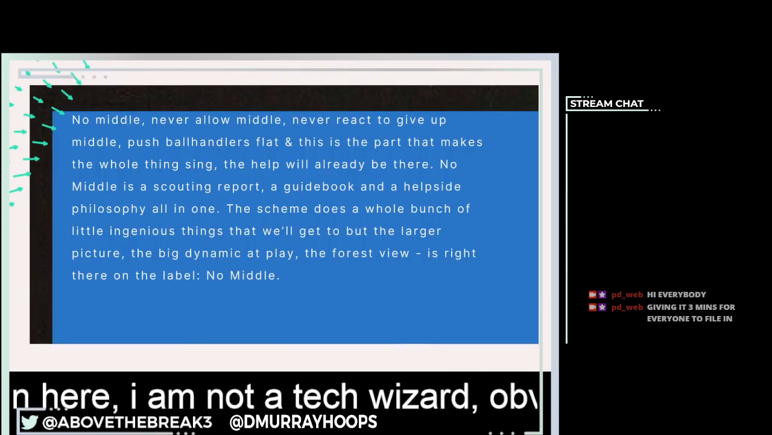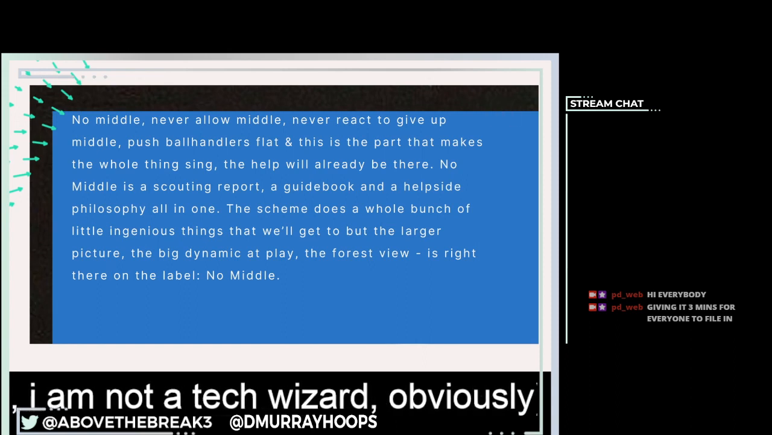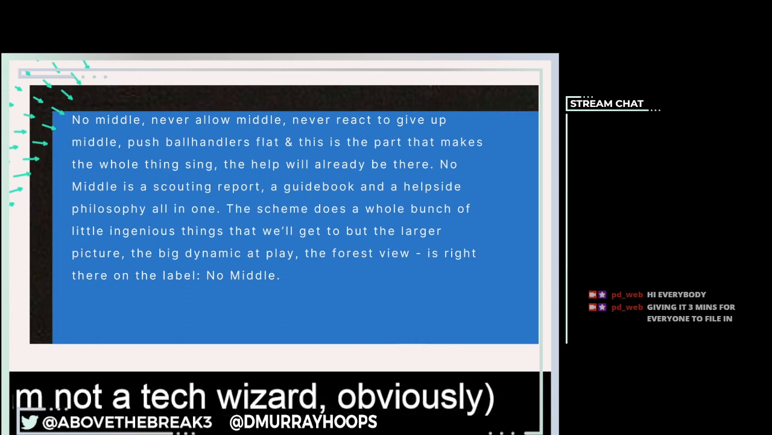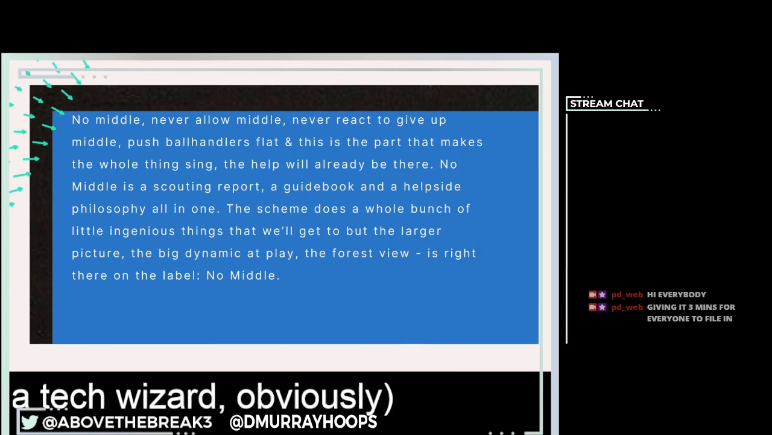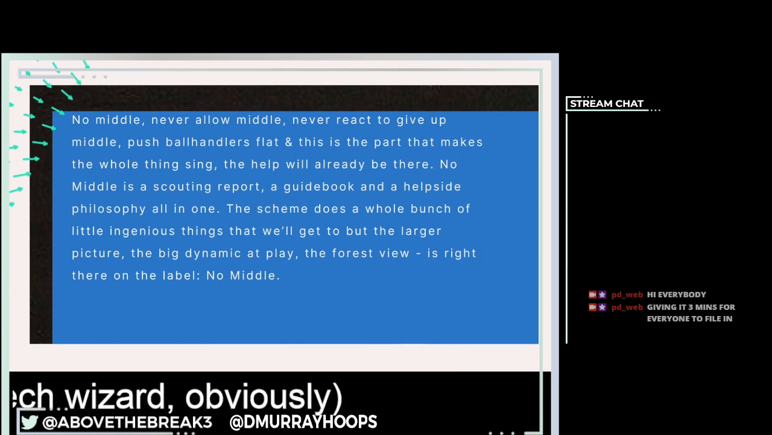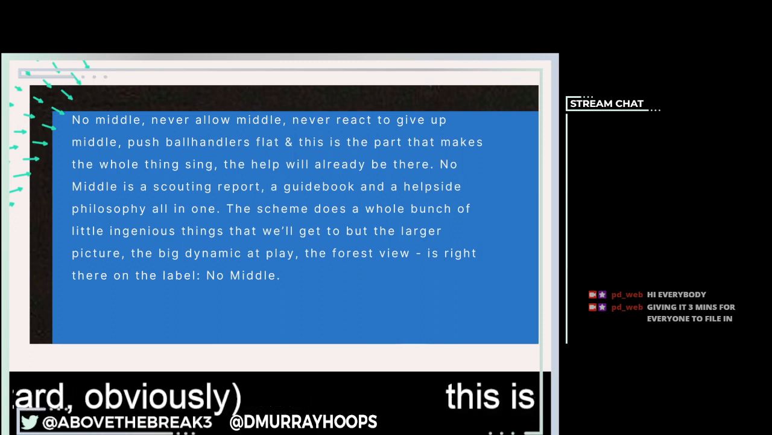So what is no middle ideology? We'll get there for the most part in the piece. I say it's never, ever, ever allow middle. You have to push ball handlers away from the middle. Once you push them away from the middle, things can be easier because you've eliminated half the options. So you're going to go towards the middle or towards the baseline. You push them towards the baseline.